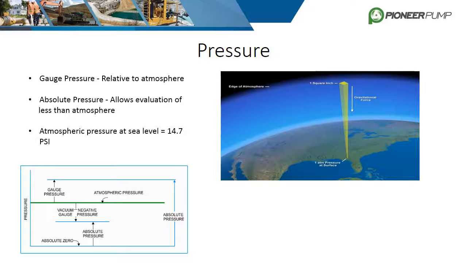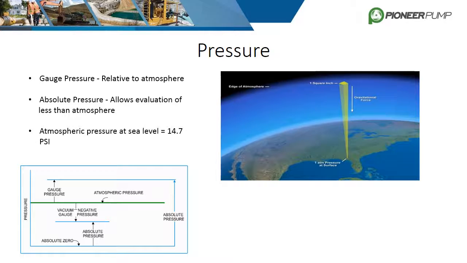Where does 14.7 psi come from? The image to the right illustrates how atmospheric pressure works. As you may already know, the air in our atmosphere has mass. If we take 1 square inch of that mass from the Earth's surface to the edge of the atmosphere and apply Earth's gravitational force to it, we get 14.7 psi.